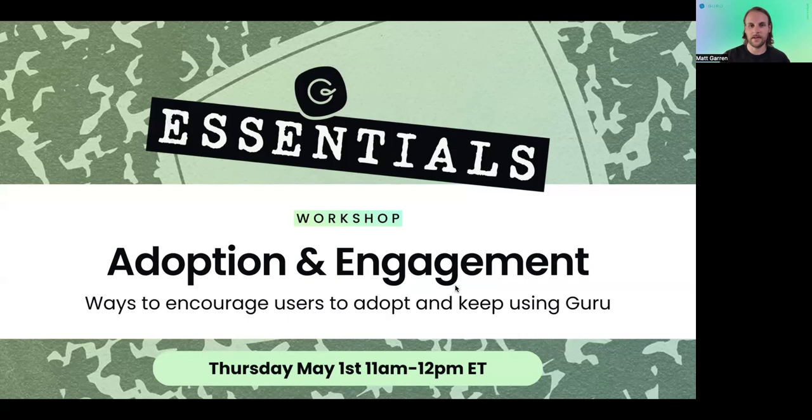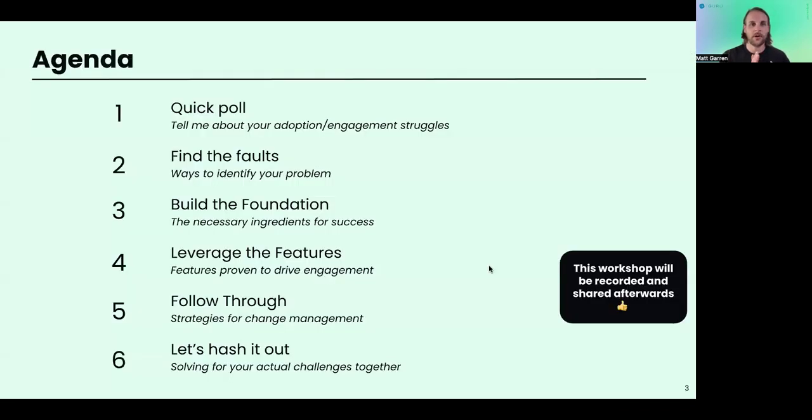But here we go. Let's get into the agenda. So we'll talk through, we're not going to do a poll, obviously. There's no one here. It's just me. But we're going to talk through how you can find the faults, sort of ways to identify the problems where you might be experiencing trouble getting adoption or getting people to engage with Guru consistently. And then what are the necessary foundational elements that you need to have in order to have success with Guru? What are the features that can help you drive engagement? And what are the change management strategies? What are the follow through mechanisms that you can use to get that adoption engagement up? And then we won't be doing step six, obviously, where it was a group discussion.